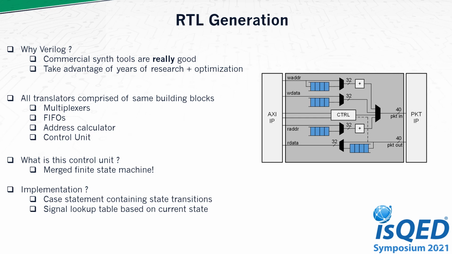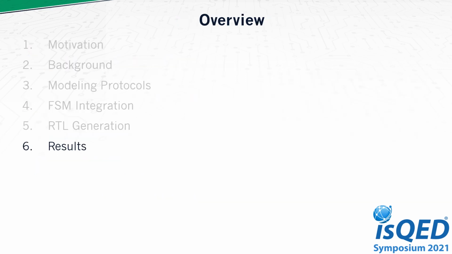But what is the control unit? The control unit is the merged finite state machine we have been building throughout this flow. Its Verilog implementation simply looks like a large case statement containing the state transitions and a lookup table containing the control signals needed to negotiate transactions between the two IPs our translator forms the bridge between. The index to this lookup table is simply the state managed by the case statement. We have made it through the full flow.